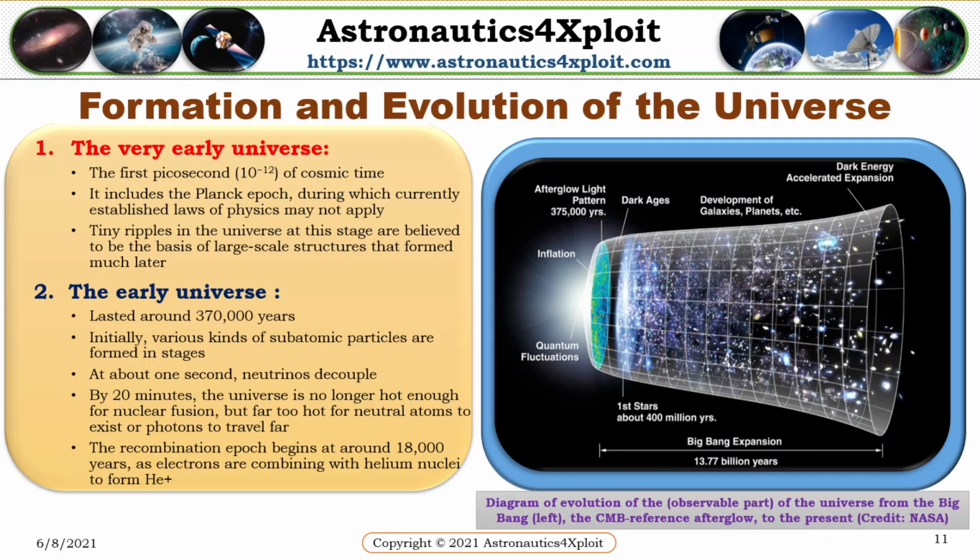By 20 minutes, the universe is no longer hot enough for nuclear fusion to take place, but far too hot for neutral atoms to exist or photons to travel far. The recombination epoch begins at around 18,000 years as electrons combine with helium nuclei. The diagram shows the evolution of the observable part of the universe from the Big Bang.